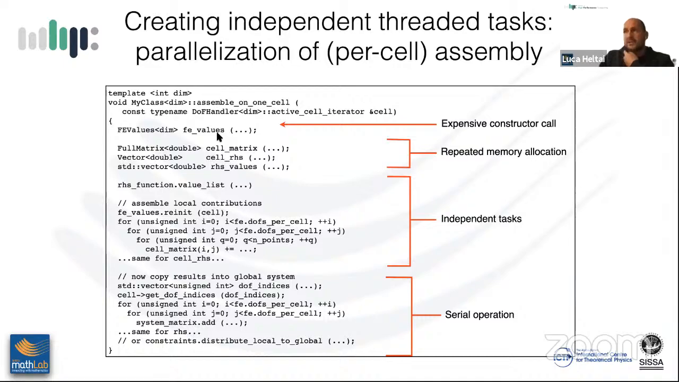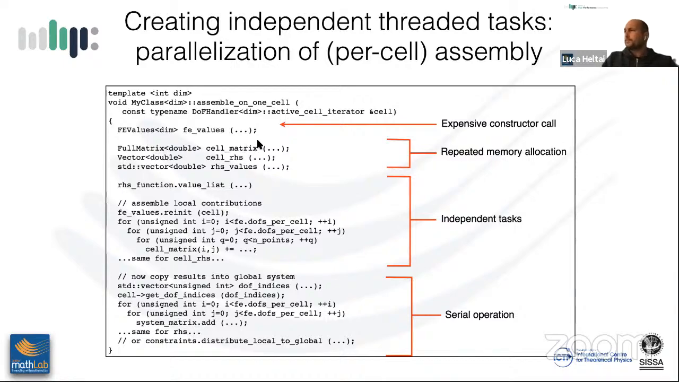So every single task that is running in parallel needs to have its own FE values because it needs to initialize this for its own cell. But you don't need to have one of this per cell, but only one of this per parallel task. So the number of times you want to create a new object of this guy is just equal to the number of parallel tasks, not equal to the number of cells. Otherwise, it's going to be too expensive. We will see this in a moment.